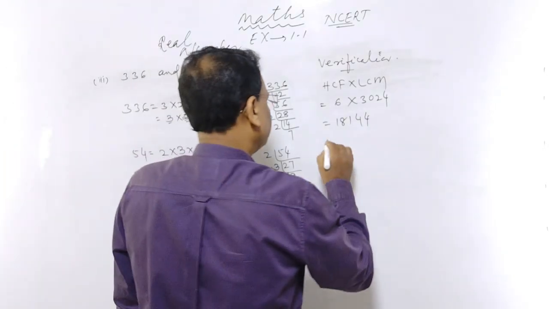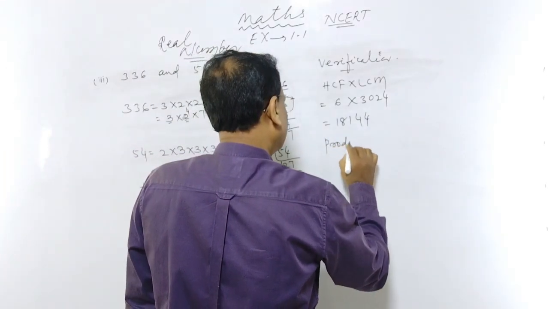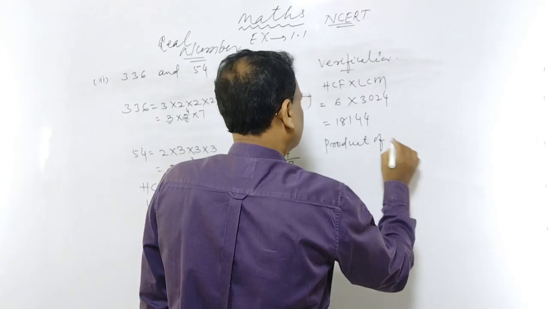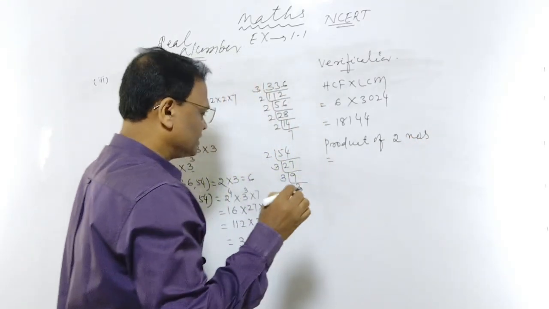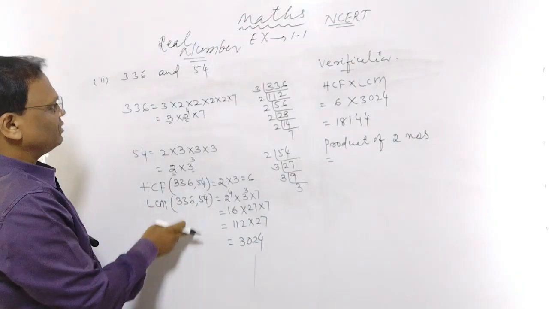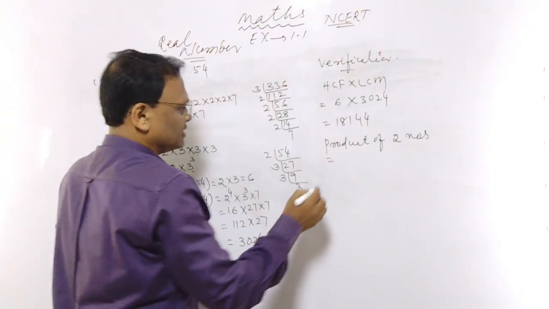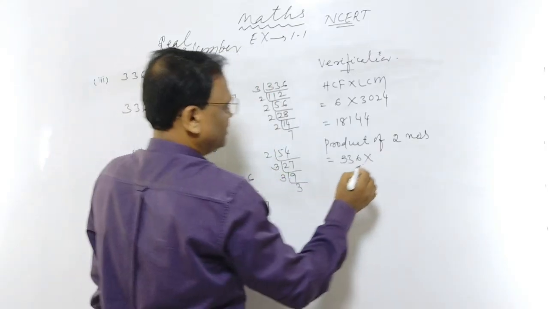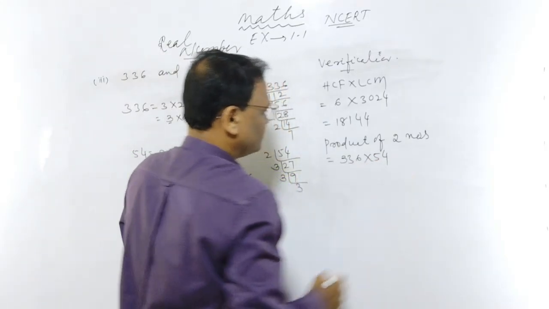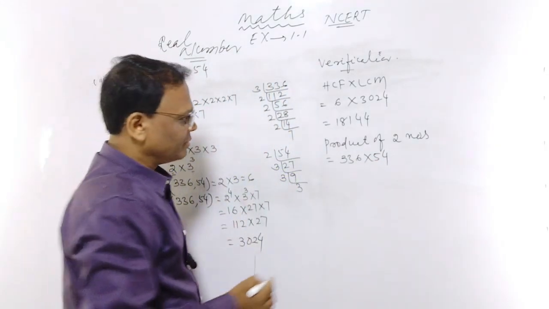The second, right side, is the product of two numbers. और two numbers के product, two numbers क्या है? हम तो बार बार लिख रहे. These are the two numbers, given numbers. 336 into 54. 336 into 54, you have to multiply.